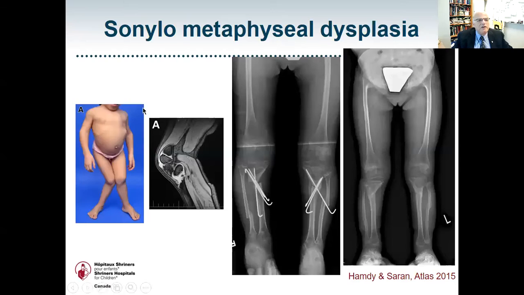Second patient, spondylometaphyseal dysplasia.